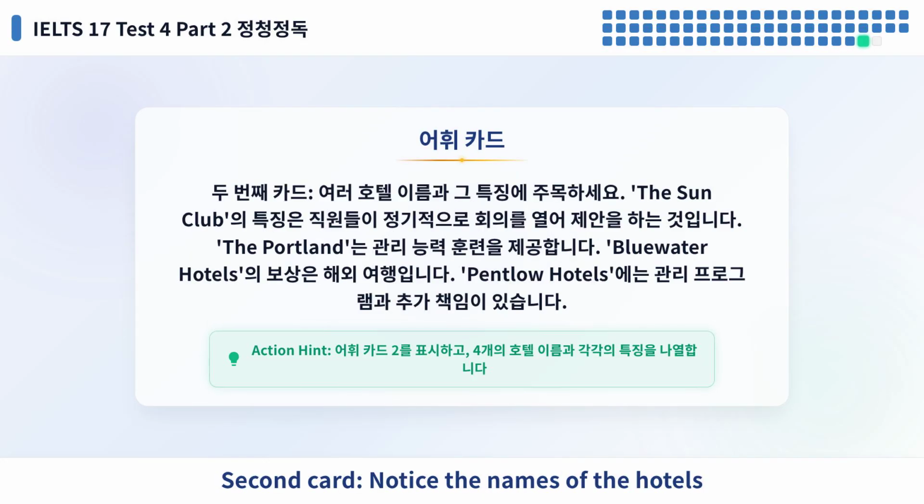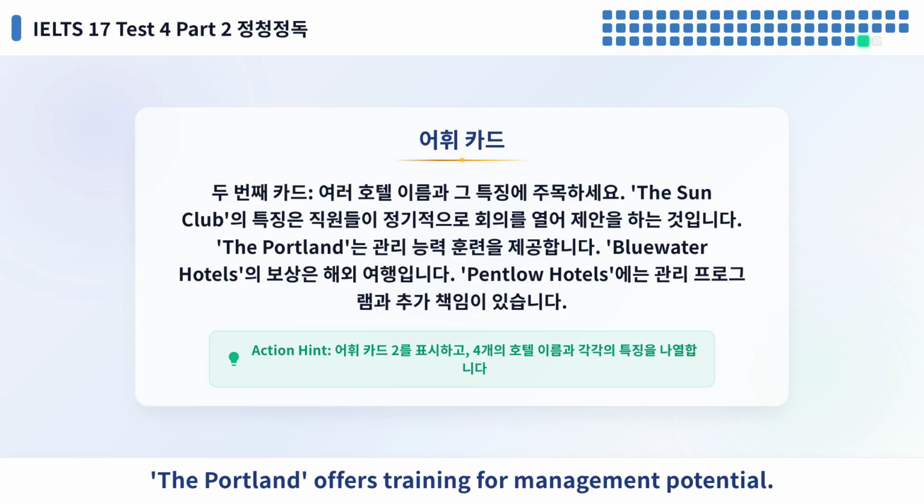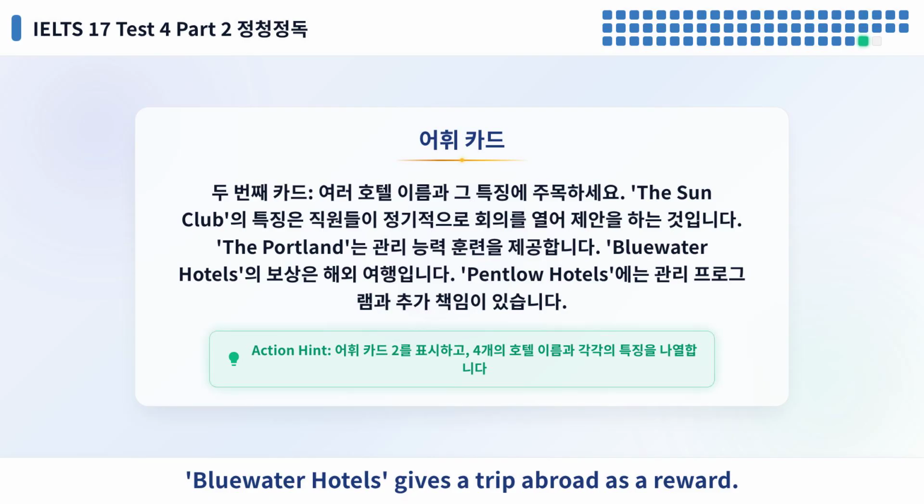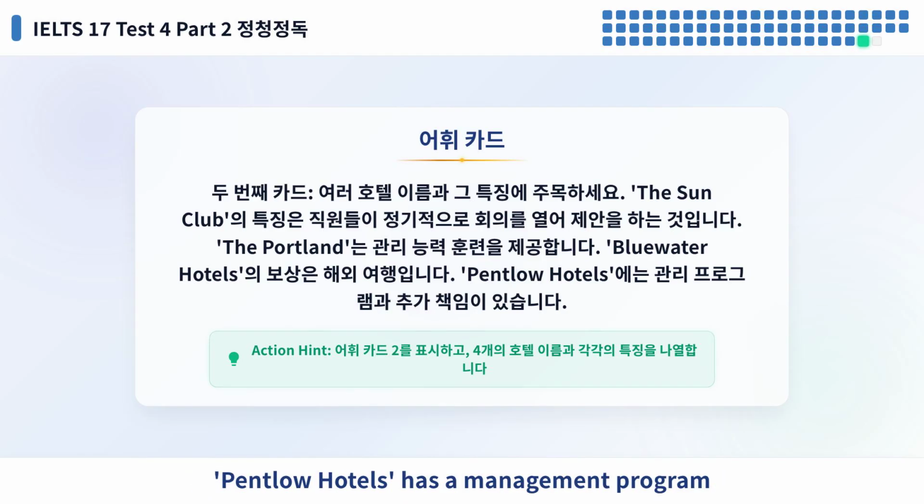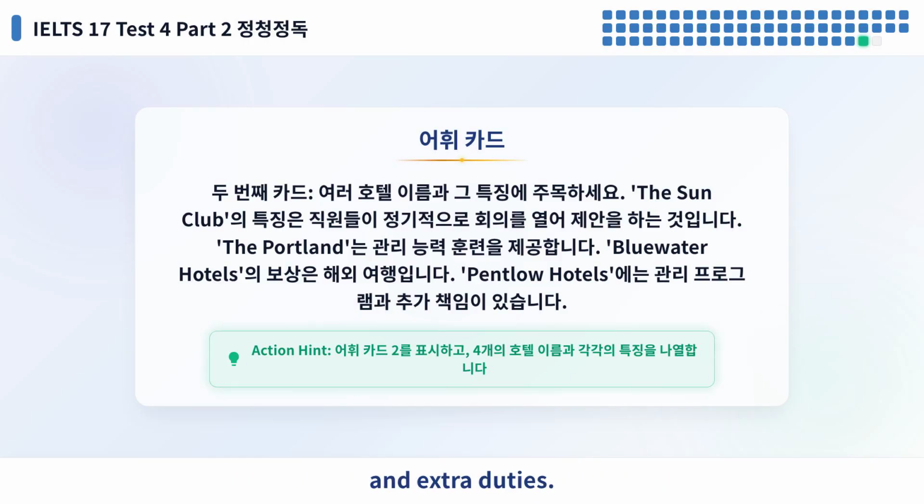Second card, notice the names of the hotels and their features. The Sun Club has regular meetings where staff share ideas. The Portland offers training for management potential. Bluewater Hotels gives a trip abroad as a reward. Pentlow Hotels has a management program and extra duties.